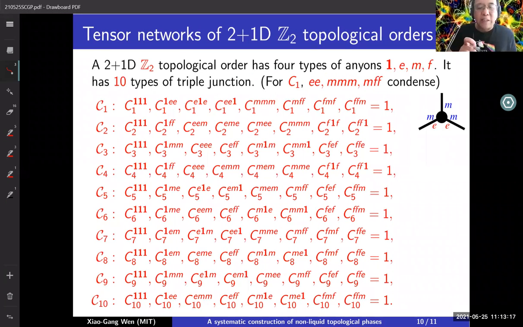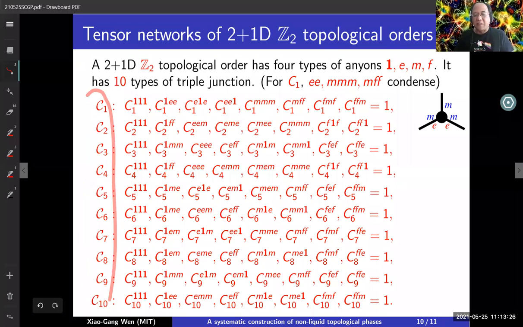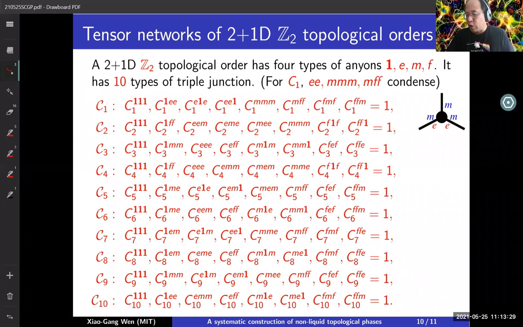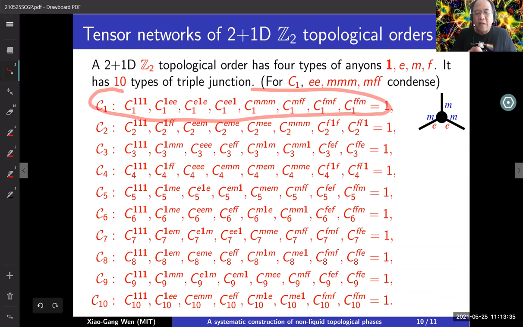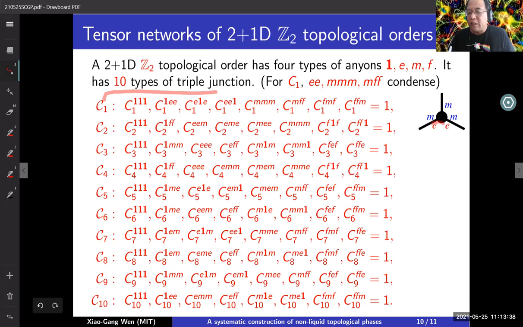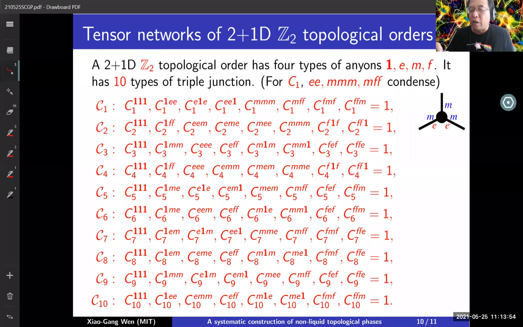For example, let's consider a 2+1 dimensional Z2 topological order. Their triple junction, actually there are 10 different triple junctions labeled by this. But those different triple junctions are really given by the condensation. For example, the first triple junction is really given by this pair of E belonging to different layers condensing. However, only triple M condenses on this junction. So this is describing how the topological excitations on the layers condense on their junction. That's how we classify different junctions.